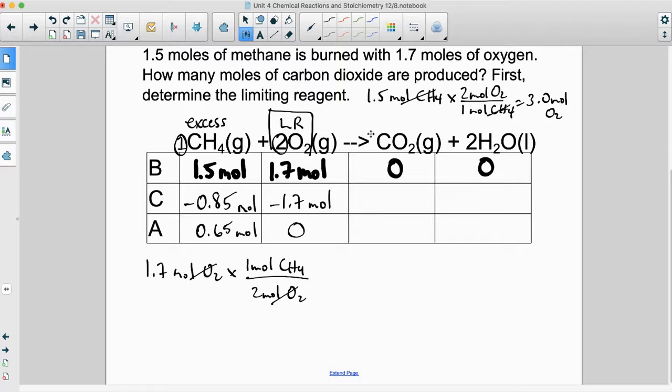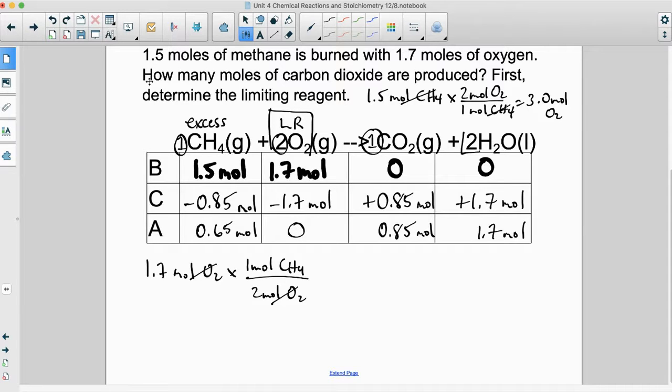Over here, our coefficient for CO2 is 1. Well, that is the same coefficient as the methane, so we know that the change has to be the same, and it has to be positive because we're producing it. Here, this coefficient, the H2O, is a 2. It's the same as the coefficient for oxygen. So whatever change happened to the oxygen, it's the same change for the water, except that it's positive. Then we can just add these and get these amounts here.